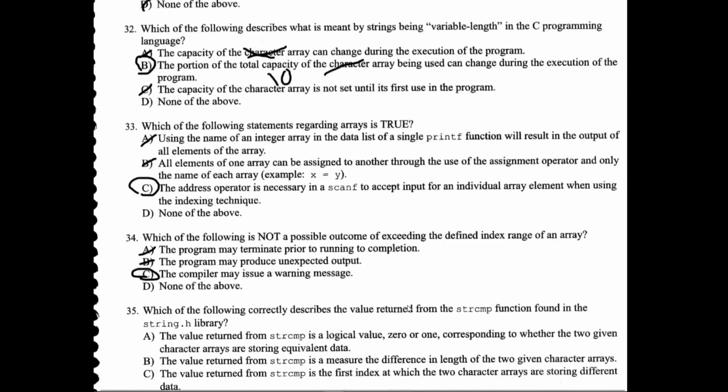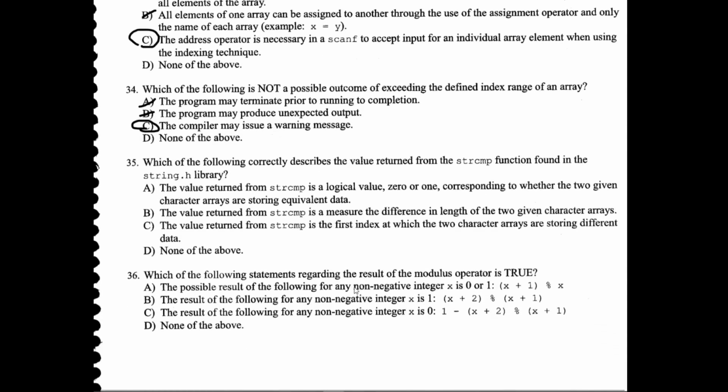All right, moving on to 35. Which of the following correctly describes the value returned from the string compare function found in the string.h library? This was something that was covered in lecture, and how it works is that it returns 0 if both strings are identical. It returns a negative value if the ASCII value of the first unmatched character is less than the second, and it returns a positive integer if the ASCII value of the first unmatched character is greater than the second.